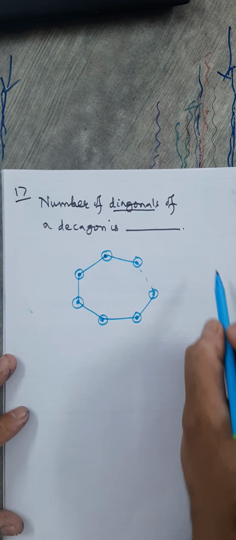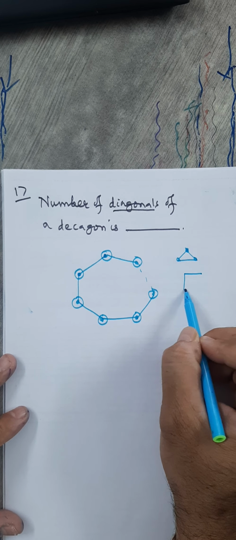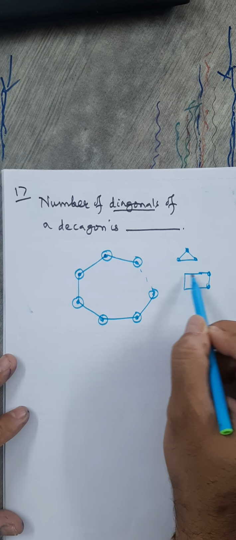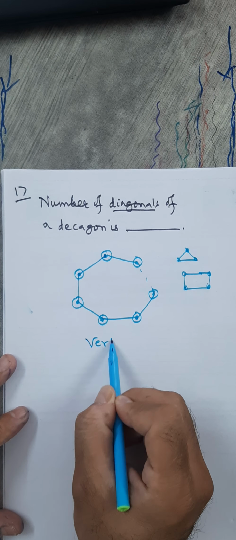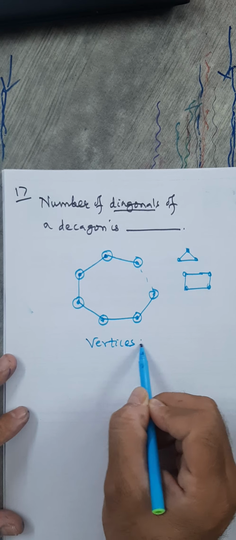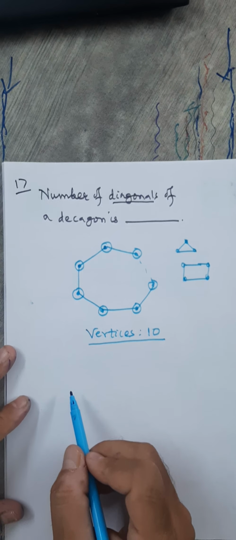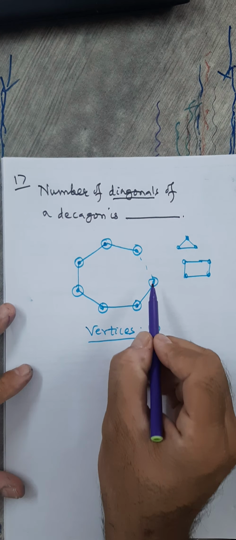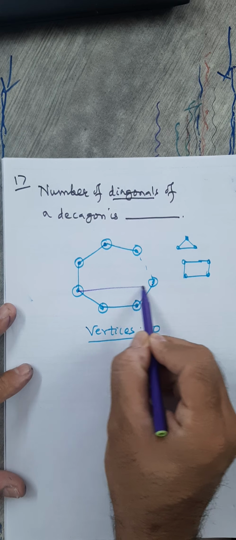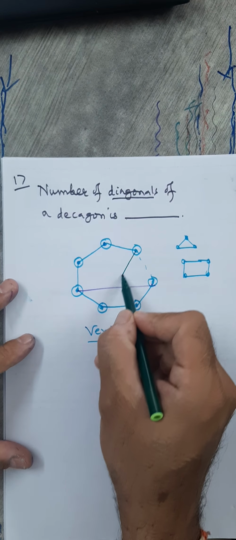Triangle, 3 sides, 3 vertices. See, 3 sides, 3 vertices. Quadrilateral, 4 sides, 4 vertices, and so on. So here, vertices equals 10. It has a total of how many points? 10 points. 1, 2, and so on. Now when we get a diagonal, just ask this question to yourself. If I take these 2, you will get a diagonal. If I take these 2, you will get a diagonal.